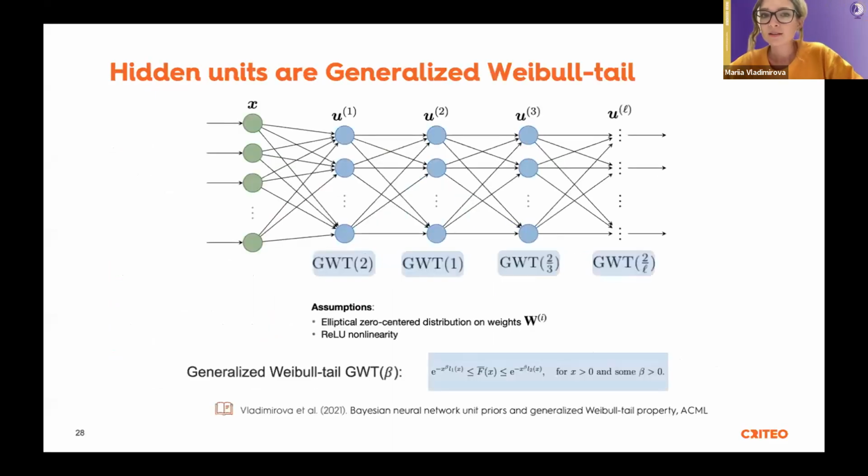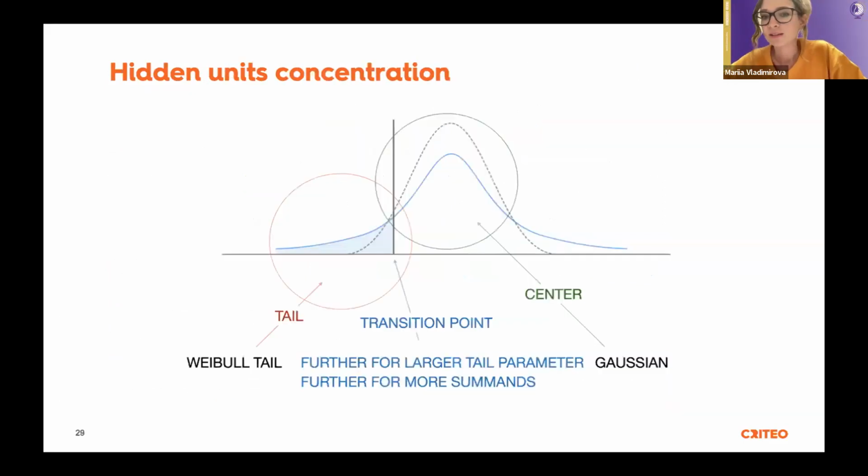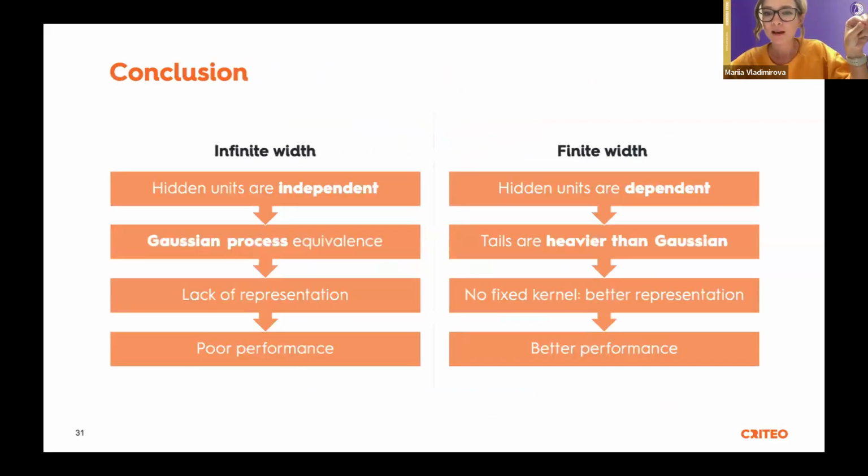We got that the tails are actually going heavier as we go deeper. Heavier means that we have upper and lower bounds of the distribution heavier than Gaussian, then the next layer heavier than exponential, and so on. In the end, it's completely different from infinite width neural networks. It's future work to find where it starts, where we have the center and where we have a tail. And this is the reason why we have poor performance for infinite width neural networks.